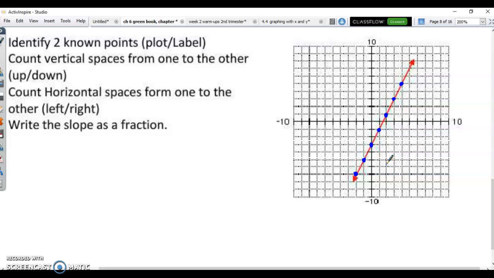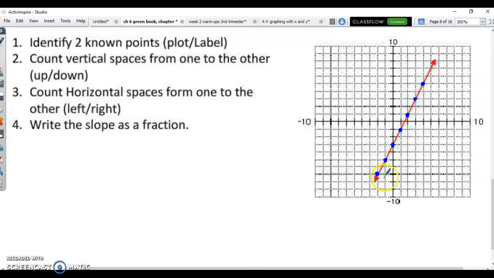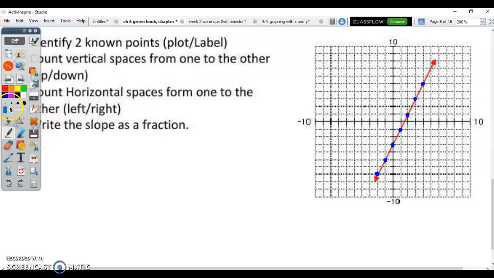This goes on forever, so we can identify an infinite amount of known points, but all we really need to do is figure out 2 known points. Now I figured out 1, 2, 3, 4, 5, 6, 7, and you can keep going with that as well, but we only need 2. After we figure out 2 known points, you just follow along and put dots where you see that intersection take place. Then you're going to count your vertical spaces from one to another. So vertical, remember, is going up and down.